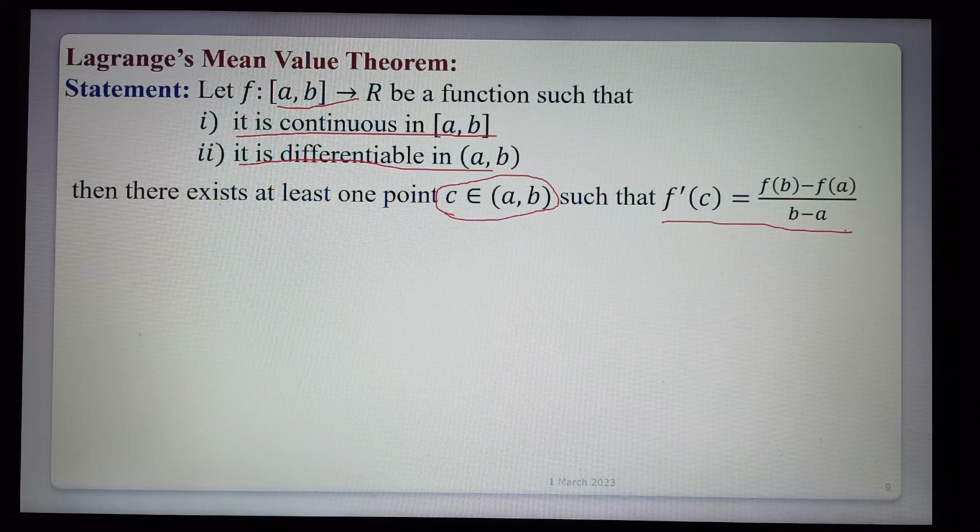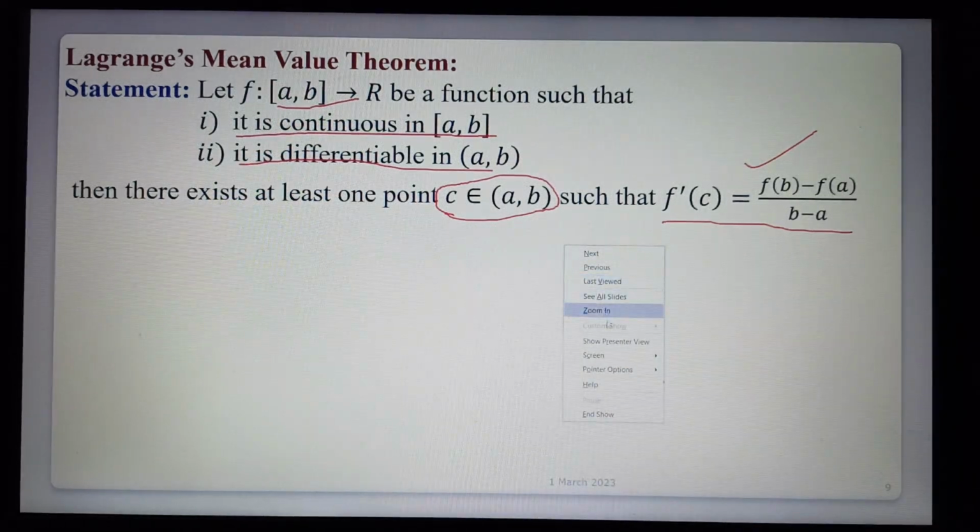So here only two conditions are required, whereas in Rolle's theorem three conditions are required, including f of a is equal to f of b. In Lagrange's theorem only two conditions, continuous and differentiable, are needed. Then there exists one point between a and b such that f dash of c is equal to f of b minus f of a by b minus a. Now see another statement of Lagrange's theorem.